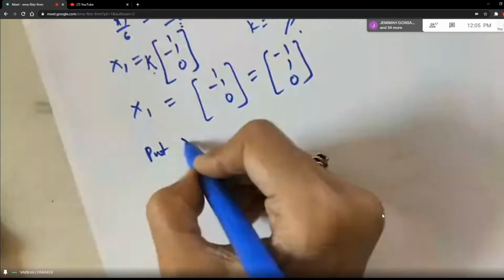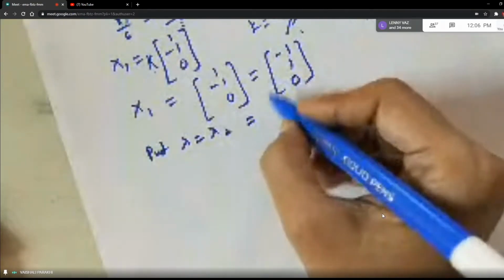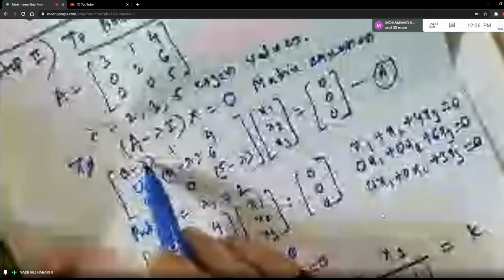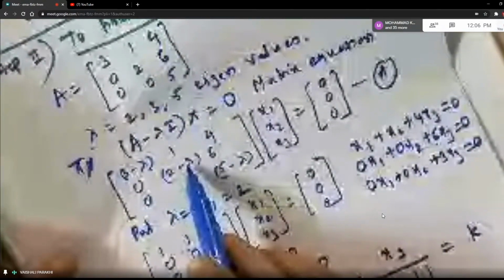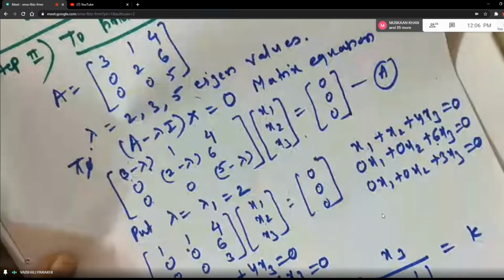Okay. Now, you have to put lambda is equal to lambda 2. What is the second eigenvalue you got, students? It is 3, right? Where are you going to put it? In the same matrix equation A. See, this is your matrix equation A. So wherever there is lambda, you are going to put 3. So 3 minus 3 will be 0. 2 minus 3 will be minus 1. 5 minus 3 will be 2. And all other numbers will remain the same.